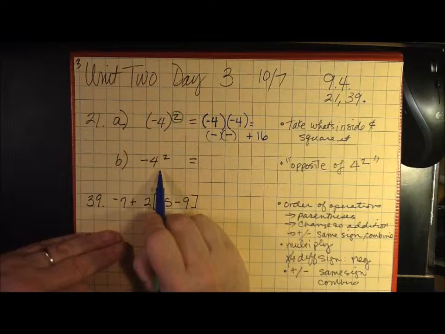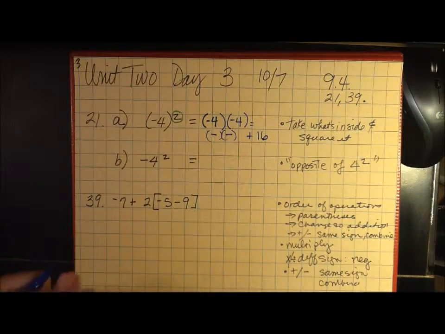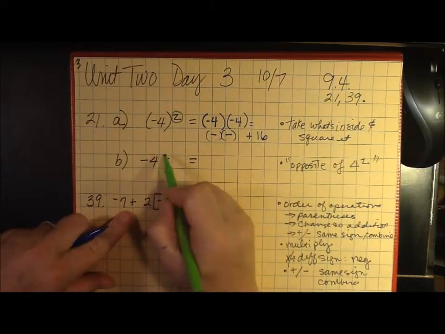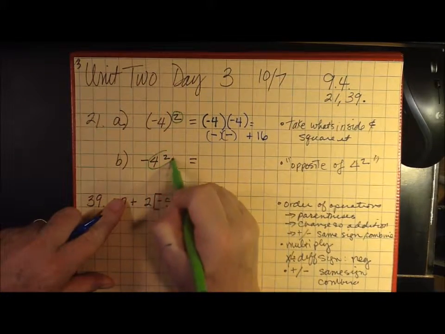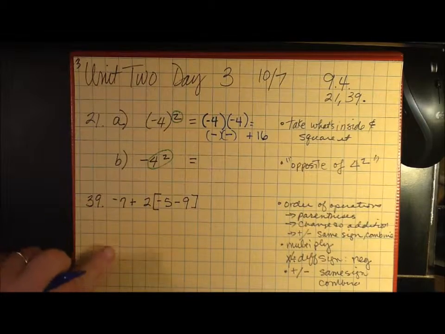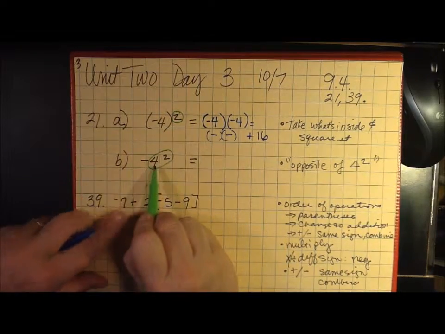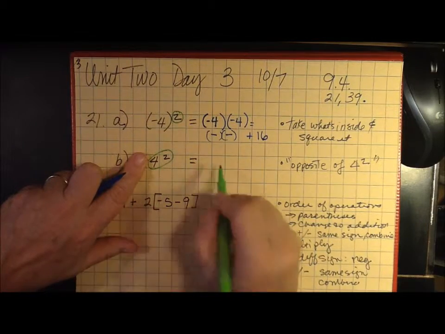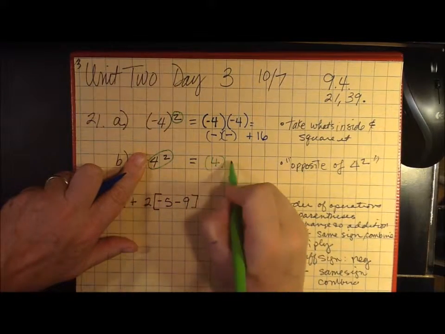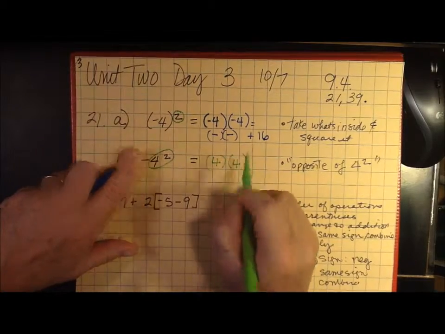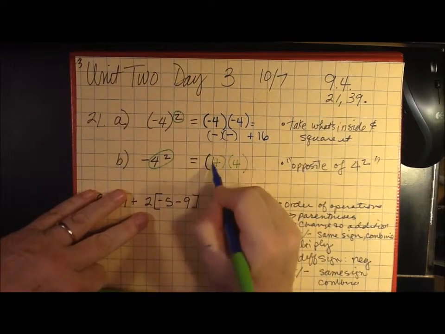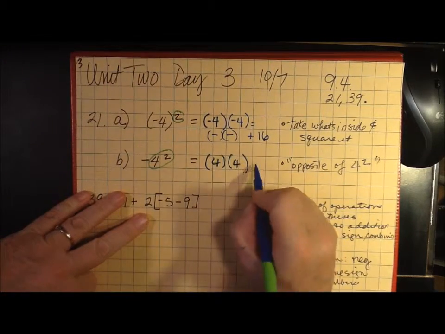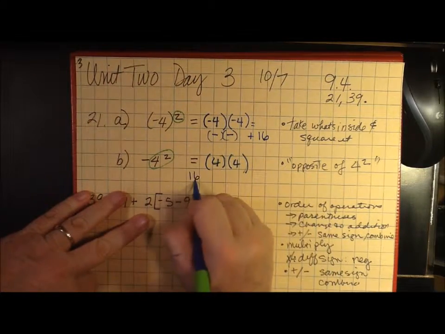This one is a little different and a little trickier. I want you to remember that even though there's no parentheses or no brackets around it, this is a little unit of operation that we need to think about. So this one is saying, before you even look at that, take 4 and multiply it by itself 2 times. So that's 4 times 4 is 16.